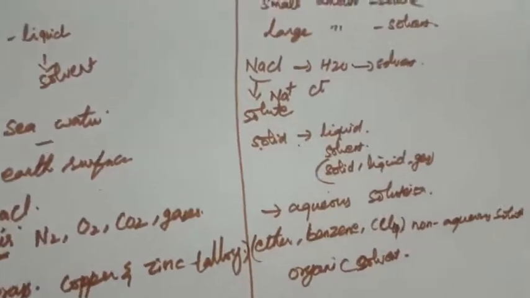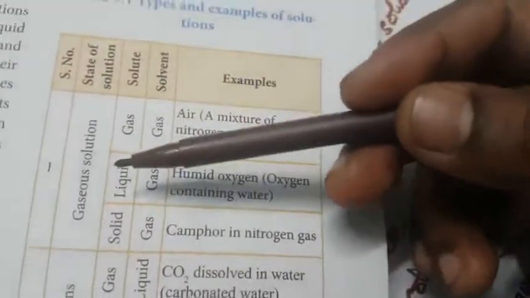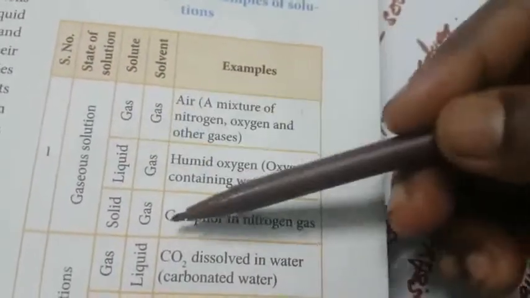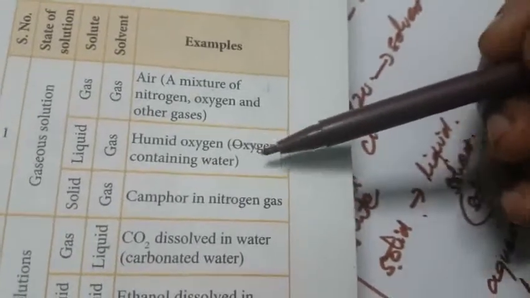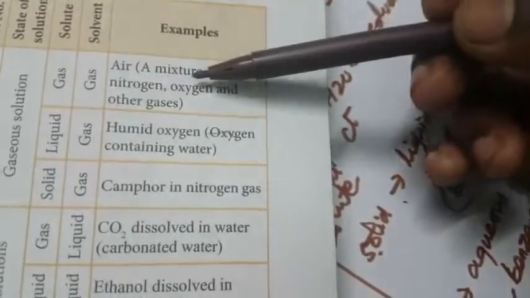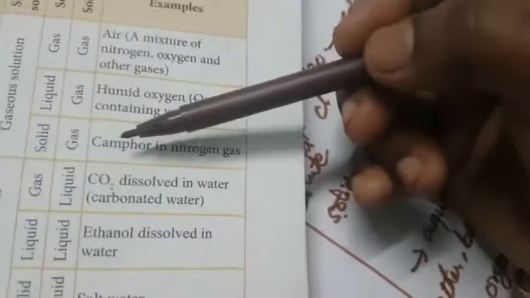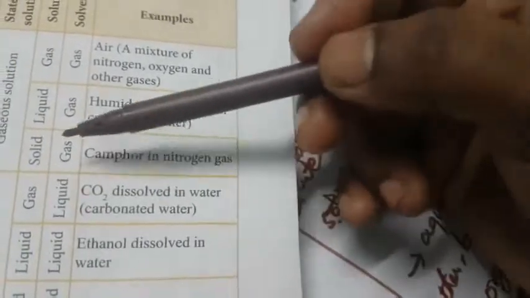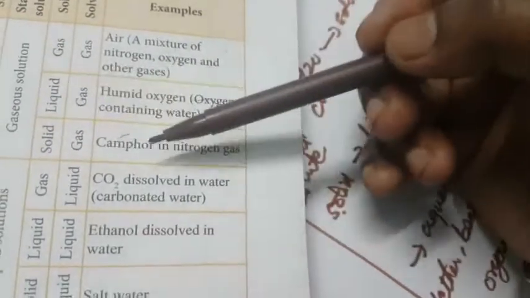Say for example, in your tabular column they give one table of the states of the solution: gaseous state, solid, liquid, gases. Examples: gas in gas, such as air, a mixture of nitrogen and oxygen; liquid in gas, humid oxygen containing water; and solid in gas, camphor in nitrogen gas. Here nitrogen gas is mixed with the solid. That is called a gaseous solution.